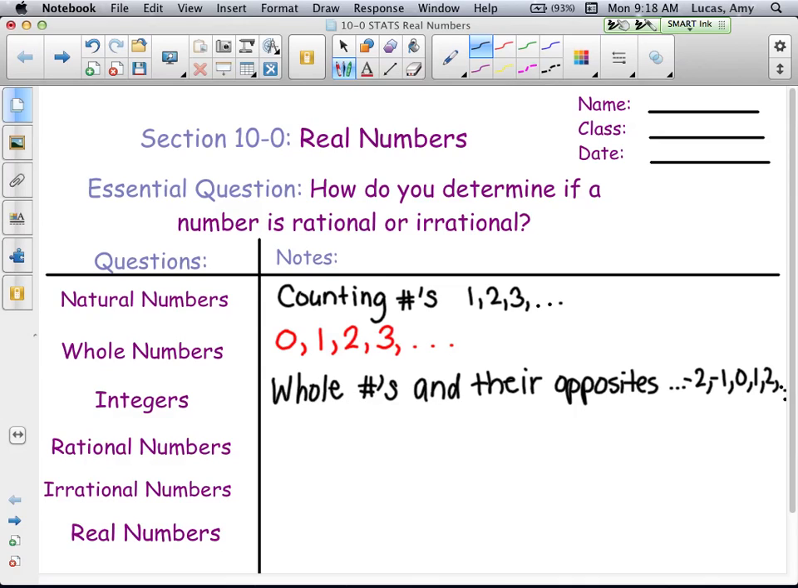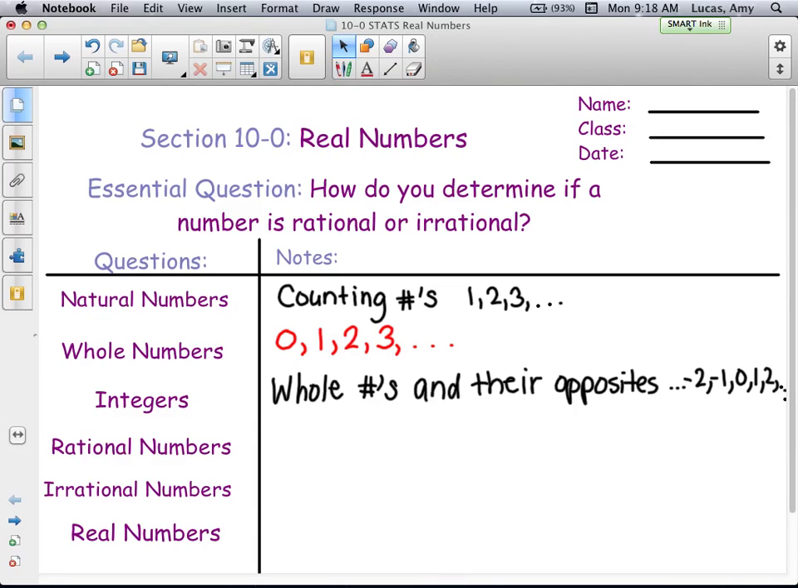So the set of integers, if you look at the 3 sets that we've got so far, all of the natural numbers, that's a subset of the integers. The whole numbers are also a subset of the integers. So we're starting with a small set of numbers, and then we're expanding it. We're adding more and more to it.